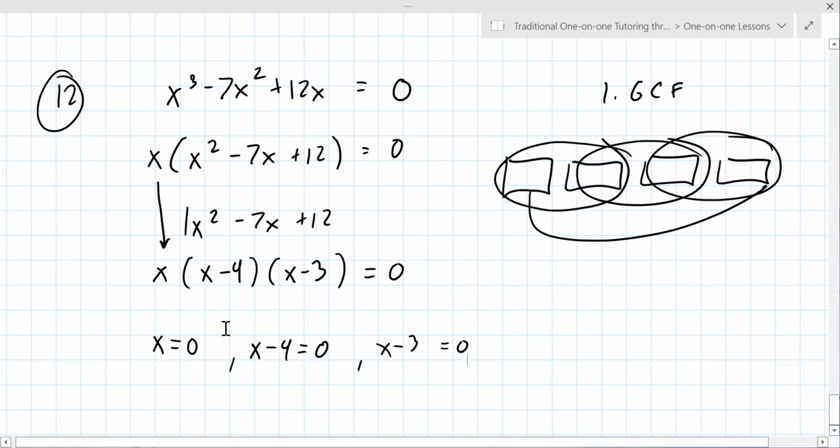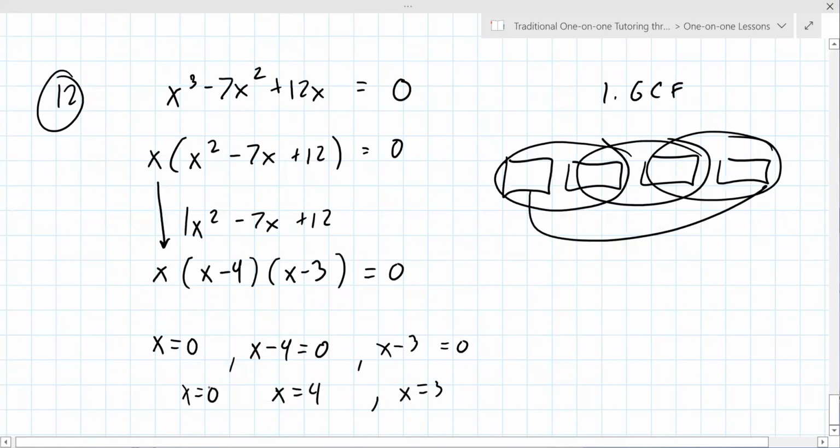That's my recommendation. Always, always, always look for a GCF. On standardized tests, they throw a GCF into a problem, and if you know that, it's much simpler because it saves you computation time. Okay. So there are three solutions to this.